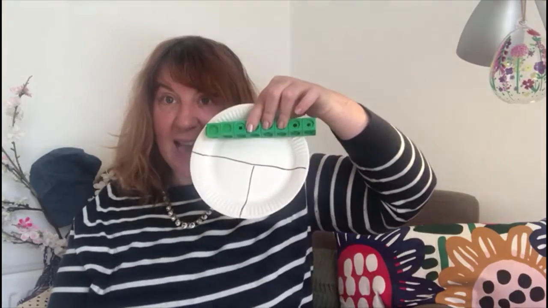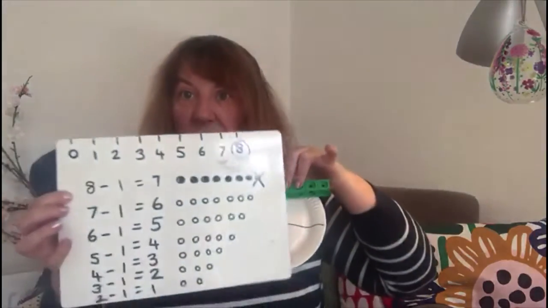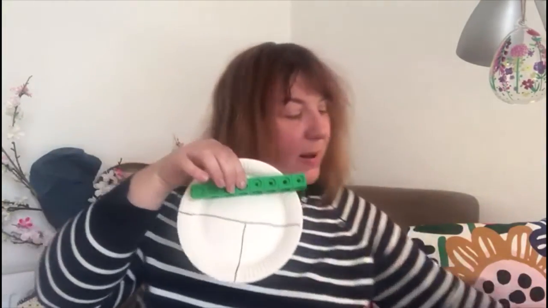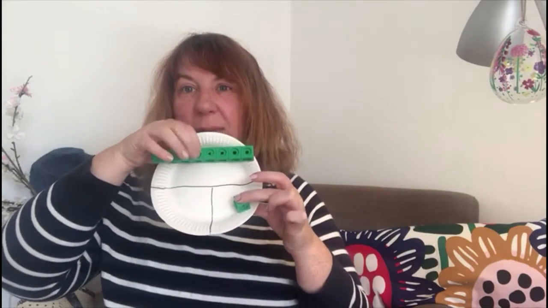We can also use our part-whole model, our number facts, and our number bonds to work this out. So in subtraction, we're told what the whole is. So we're told the whole is 8. And then we're told what one of the parts is. We're told 8 minus 1. So one of the parts is 1.